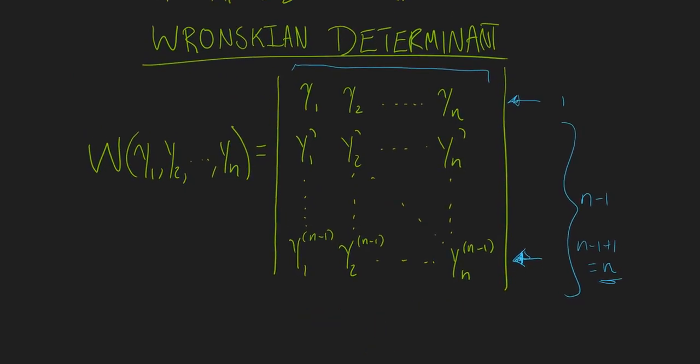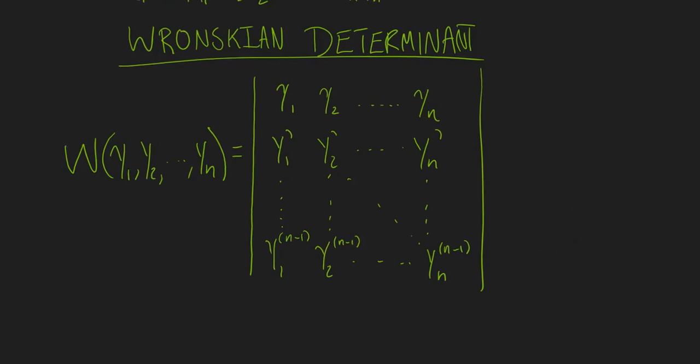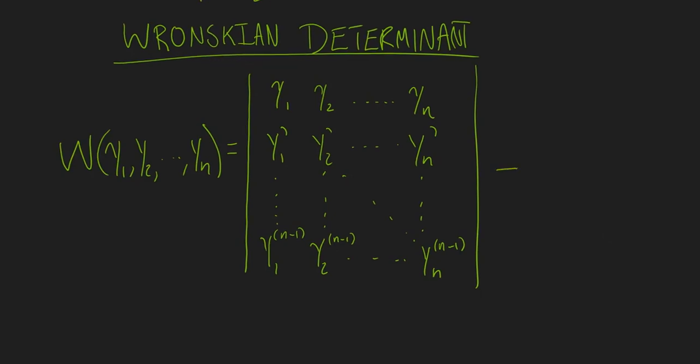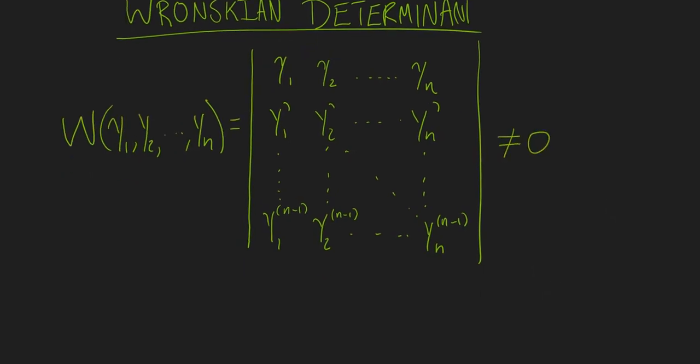And essentially what the theorem states is, okay, well, if we plug all of this in and we can show that this does not equal 0, then what this implies is that our set of solutions is linearly independent.